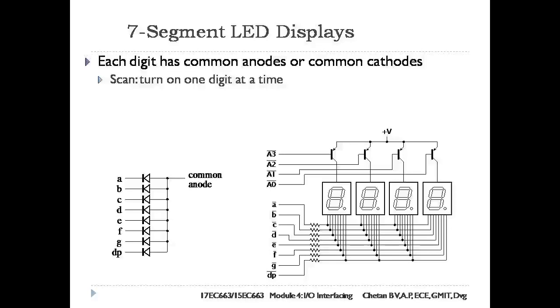When capital A1 bar is low, we drive the segment lines for the next digit and so on. After driving the most significant digit, we cycle back to the least significant digit. If we cycle through the digits fast enough, our eye's persistence of vision smooths out any flickering due to each digit only being active 25% of the time. The advantage of this scanned scheme is that we only need one signal for each digit plus one for each segment of a digit. That is total 12 signals.